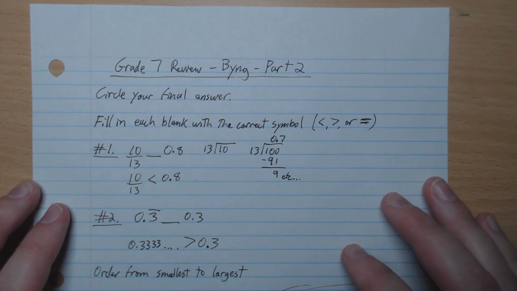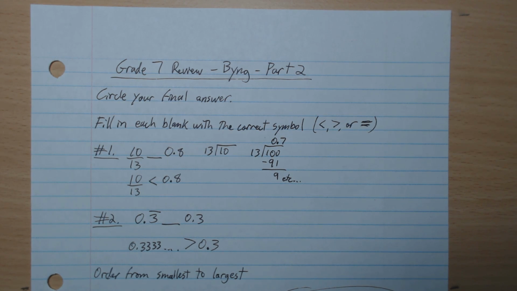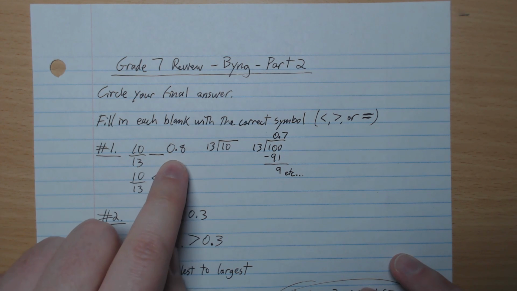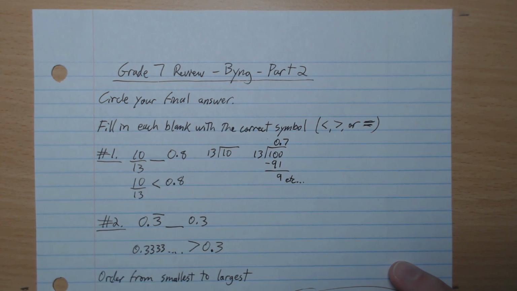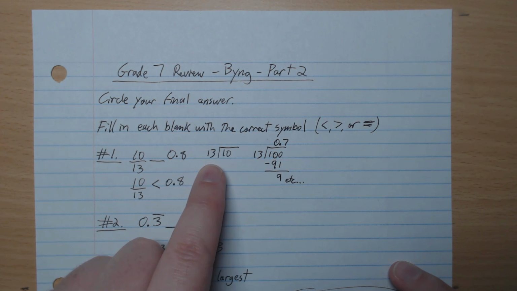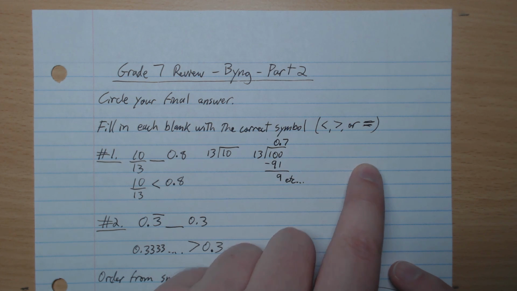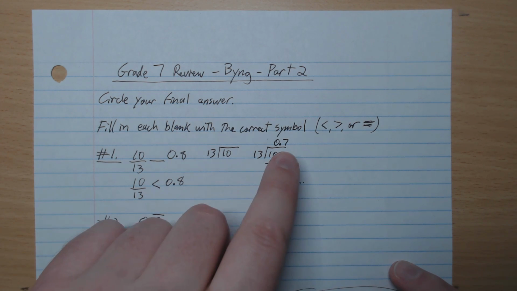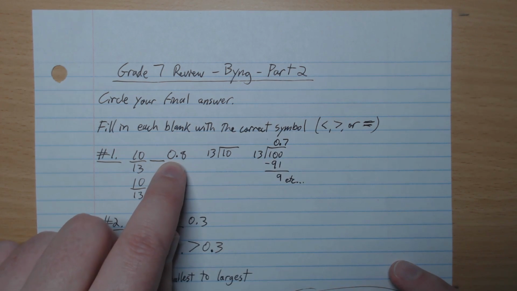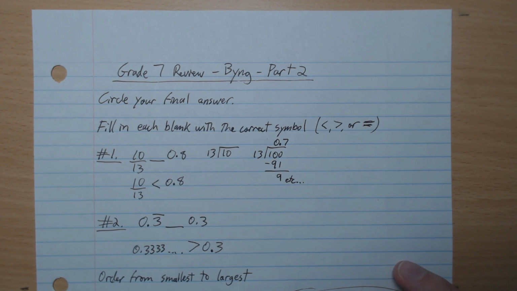So we're going to circle our final answers. Number 1, fill in each blank with the correct symbol, smaller than, greater than, or equal. So we have 10 over 13 compared to 0.8. We start by doing a division, 10 divided by 13, and we get 0.7 something something. We can stop right there because now we're comparing 0.7 to 0.8. So 0.8 is larger, so that's the symbol as such.